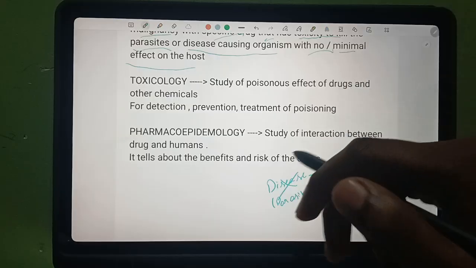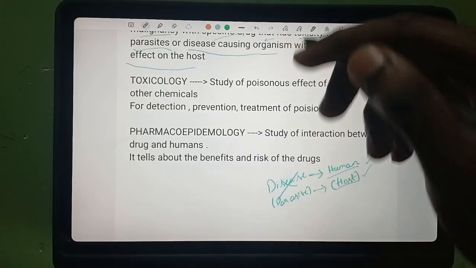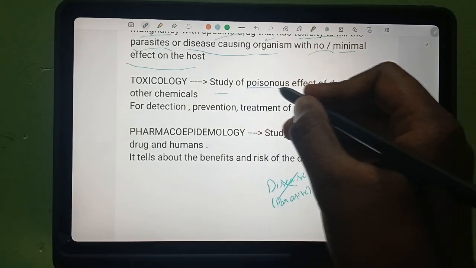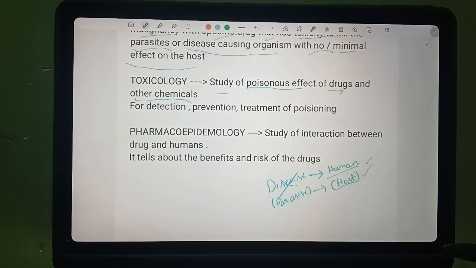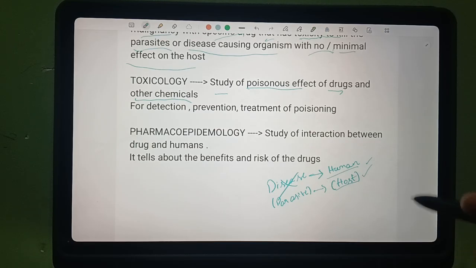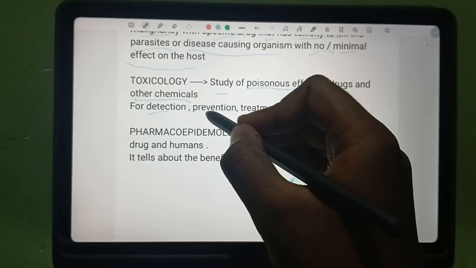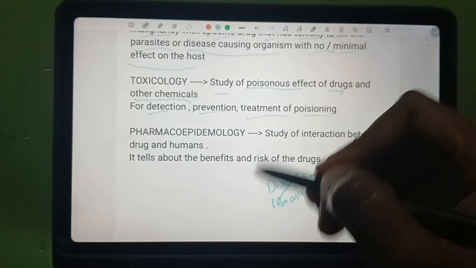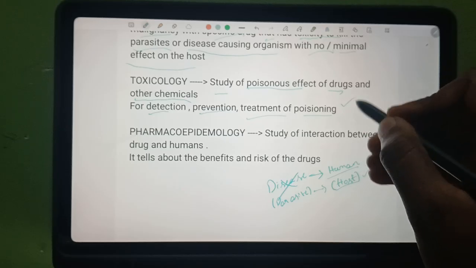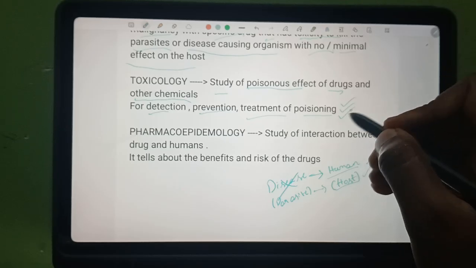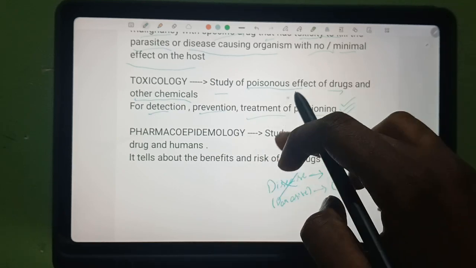Then coming to toxicology. Toxicology is the study of the poisonous effects of drugs and other chemicals. We already know what toxicology means. It is used for the detection, prevention and treatment of poisoning.